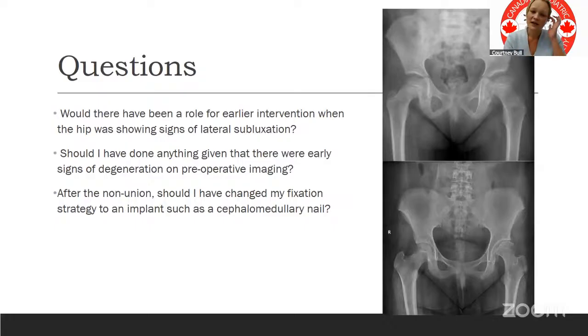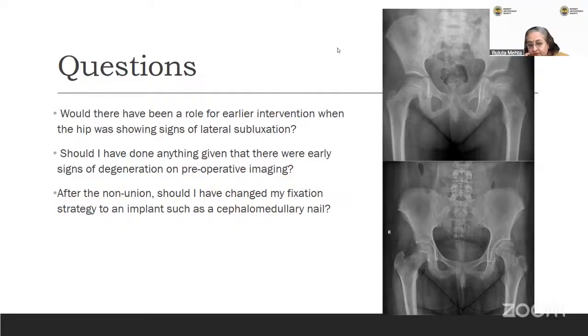So my questions that arose during this case and after reviewing it were, could there have been a role for earlier intervention when the hip was starting to show those early signs of lateral subluxation? Should I have done anything, given that there were some signs of degeneration on her preoperative imaging when she presented at the age of 13? And after the non-union, should I have changed my fixation strategy in terms of implants to something such as a cephalomedullary nail?